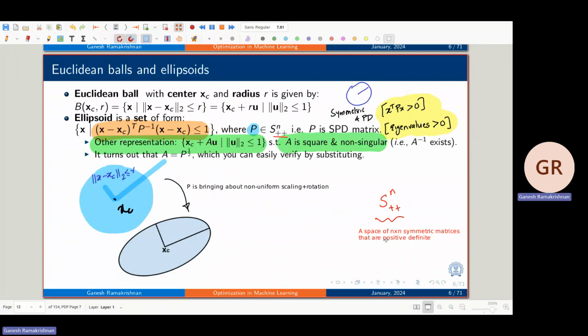So A must also, one more point, A must be non-singular. What does non-singular mean? Determinant should not be 0, which means full rank.